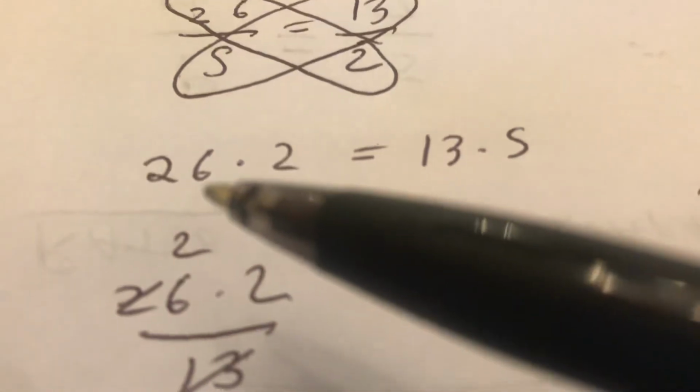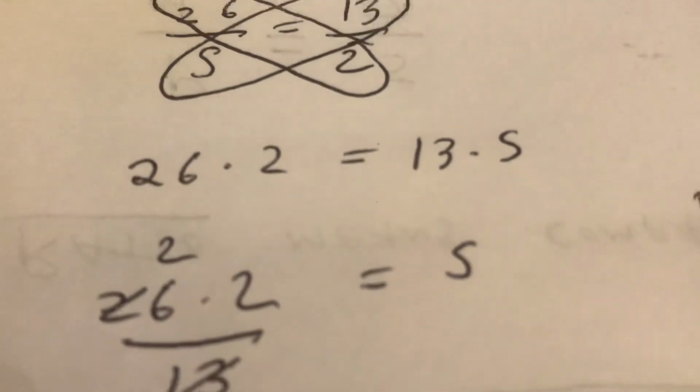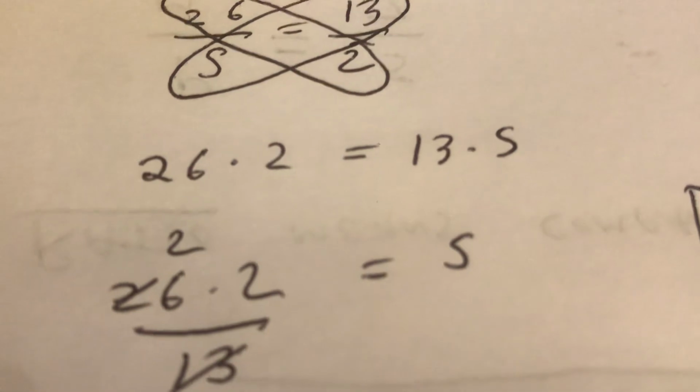Okay, you also could have multiplied to get 52 and then divided both sides by 13. Kind of an easy lesson.